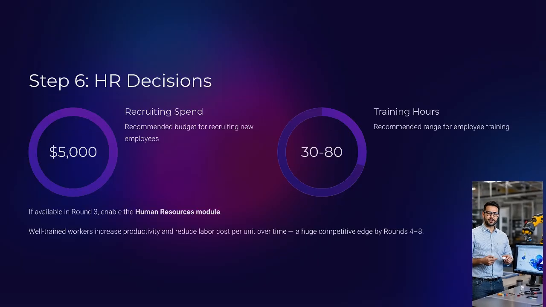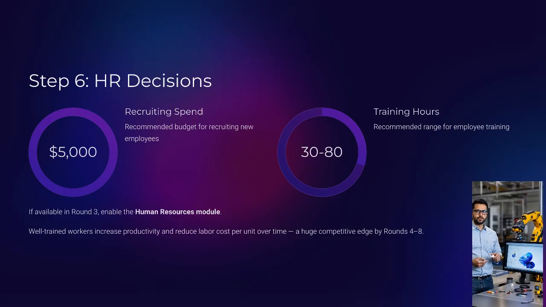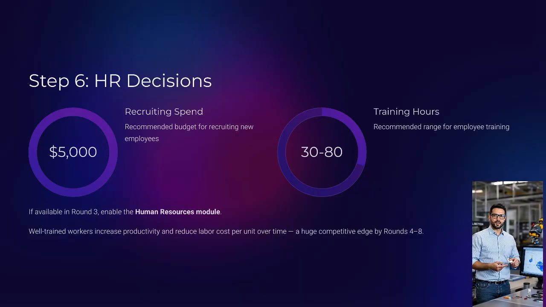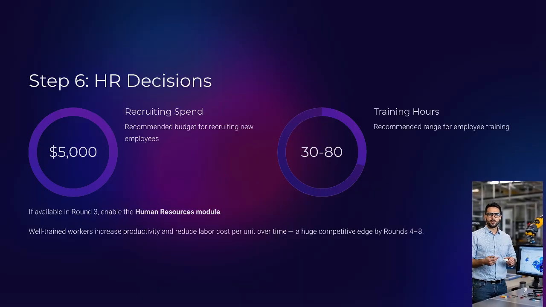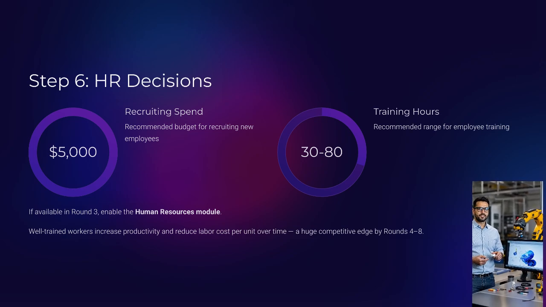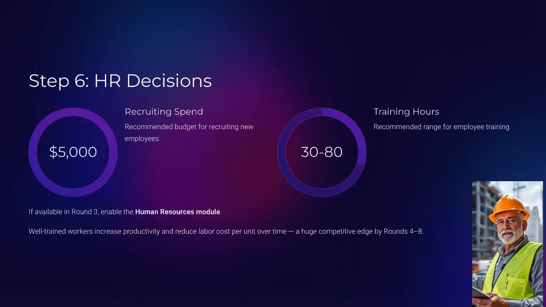Step 6. HR decisions. If available in Round 3, enable the human resources module. Set recruiting spend at around $5,000. Set training hours between 30 and 80 hours. Well-trained workers increase productivity and reduce labor cost per unit over time, a huge competitive edge by rounds 4 to 8.